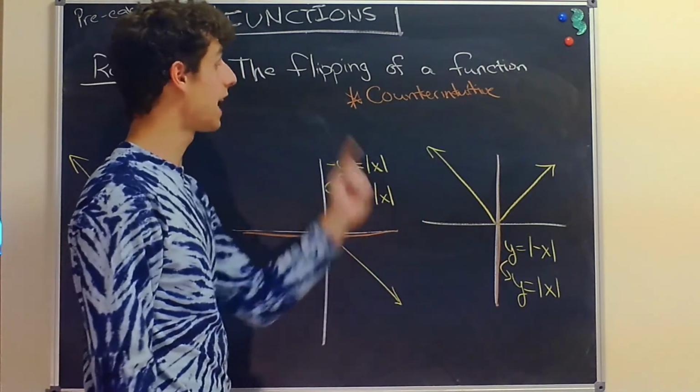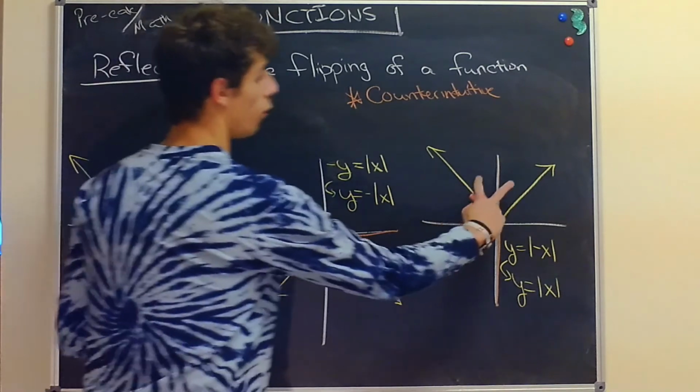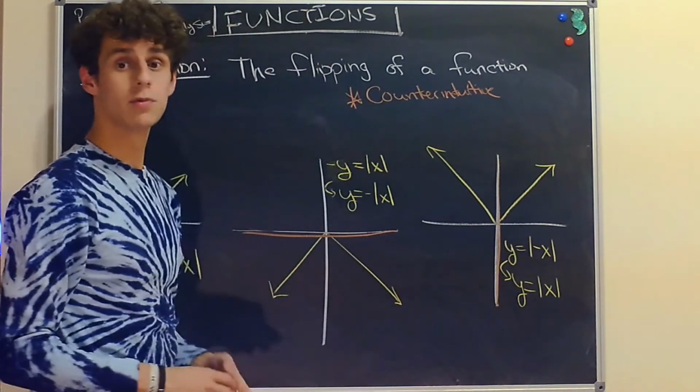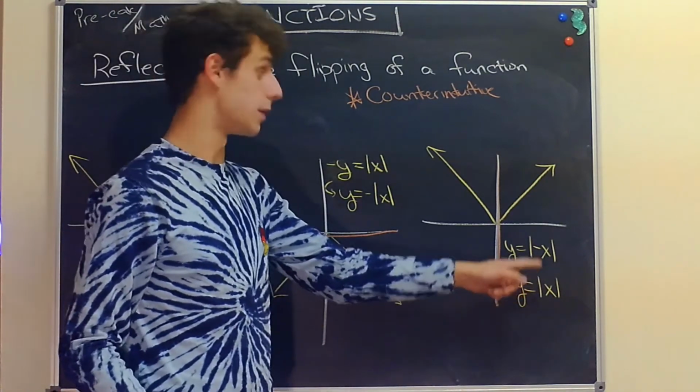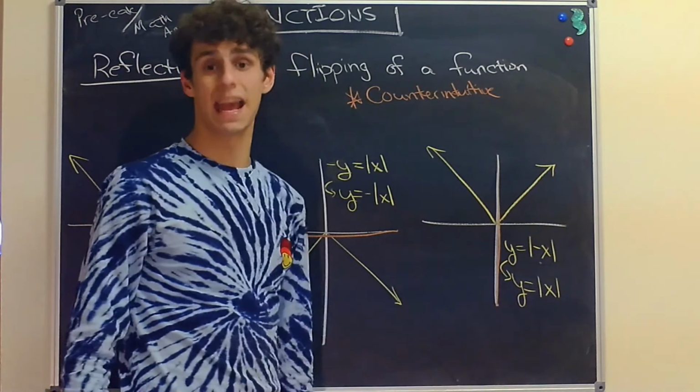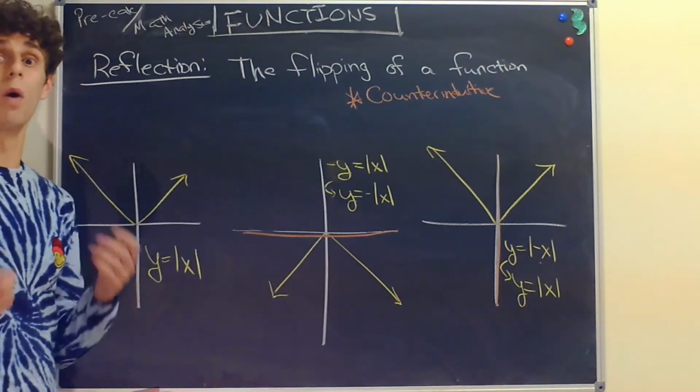But notice nothing actually changes, because when flipped over the y-axis, this line becomes this line, and this line becomes this line. That's because when you take the absolute value of a negative number, it becomes positive. So the absolute value of negative x is the same thing as the absolute value of x. Okay, so let's finish off this video with one big example.